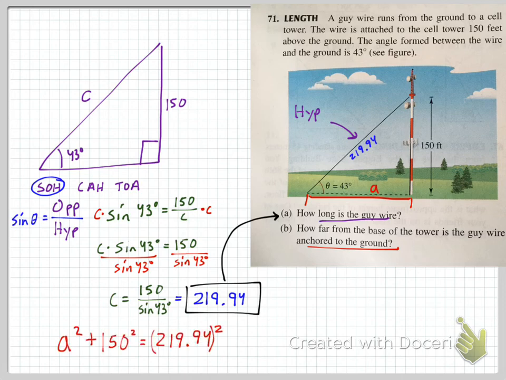A squared plus B squared equals C squared. First, I would square 150, and then I would subtract that number from both sides. That way you get A squared by itself, and then take the square root of both sides, and you have A all by itself.